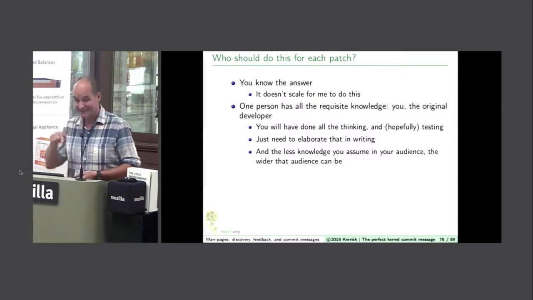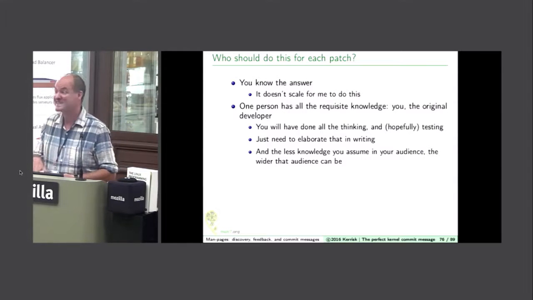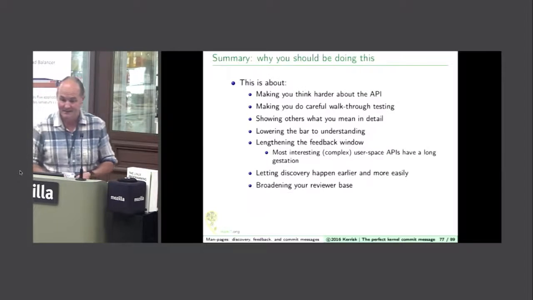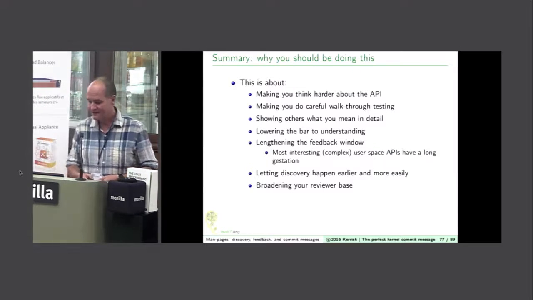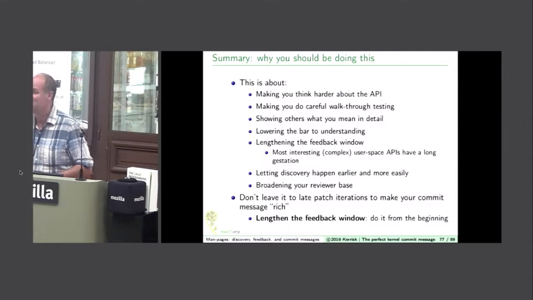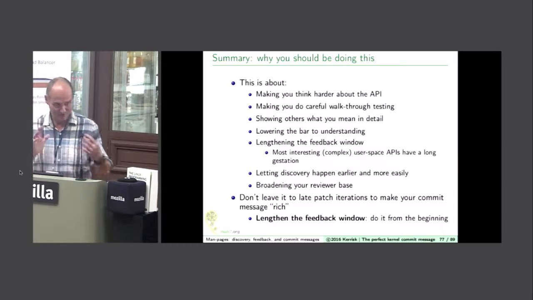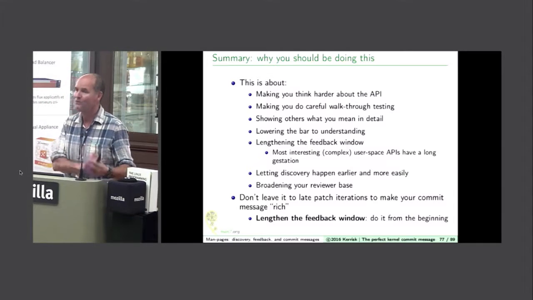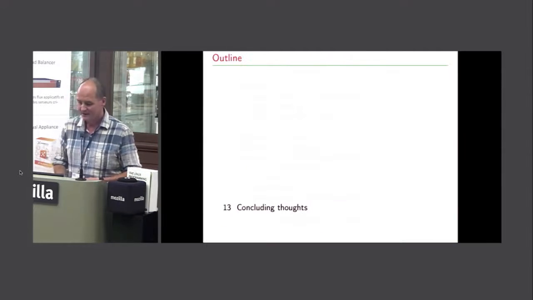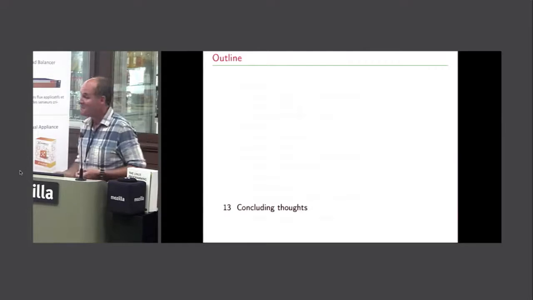And in your commit message, the less knowledge you assume in your audience, the wider that audience is going to be, potentially the more engagement you're going to get. And don't do this at the end of the patch series. Do it at the beginning of the patch series, because you've got that limited feedback window. You want the feedback to start as early as possible. Okay, and it can be done.